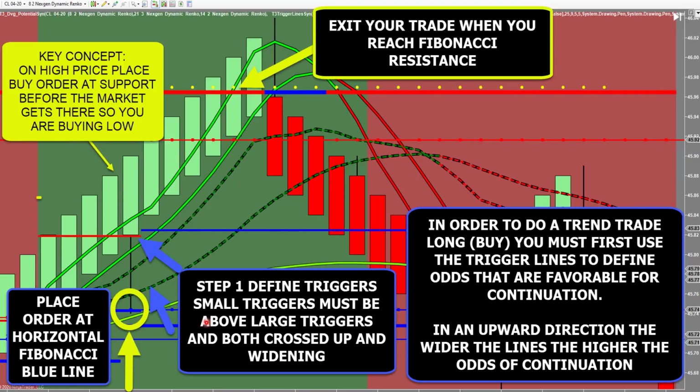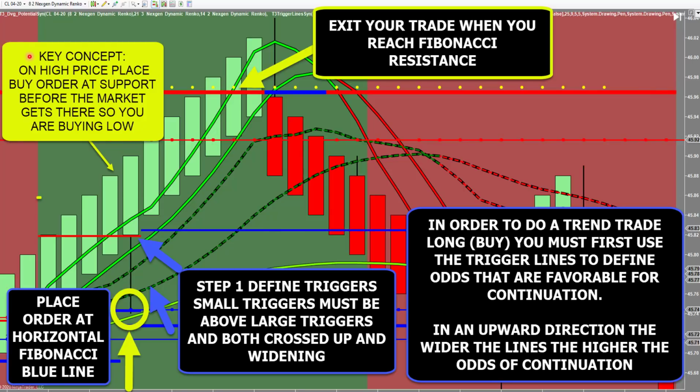And I want you to, number one, in order to do a trend trade or a buy signal or long, first use the trigger lines to define odds. So when you look right here and you see the small triggers are going up strong and the large triggers are going up strong, that means that you should place an order at support to go long and make money as it trades up into resistance. That's it. I mean, that's literally it. Both triggers are going up. You're going to buy support. You're going to exit with a profit up here, and that's it.